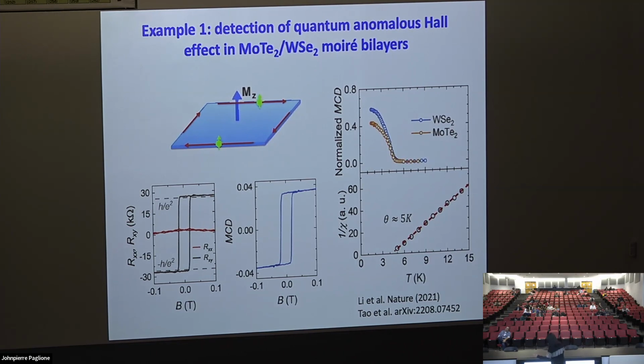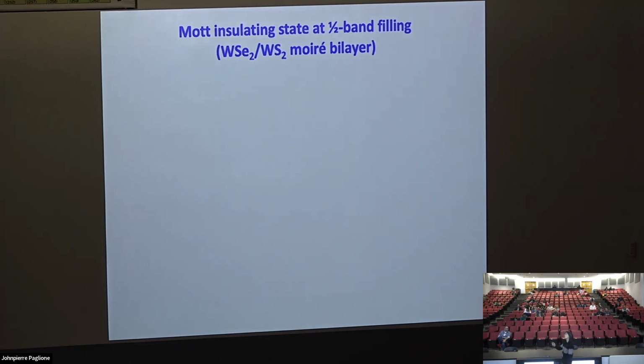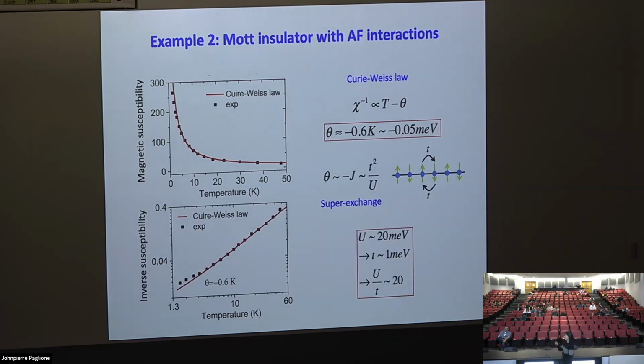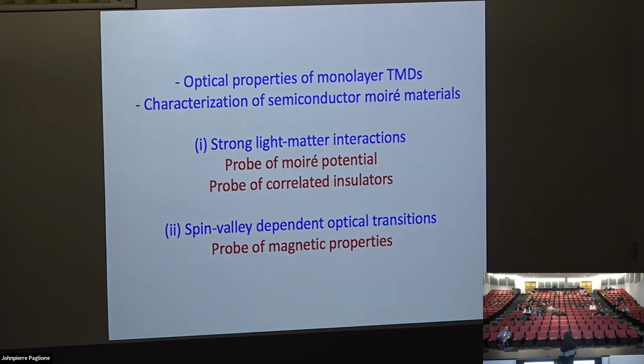I probably can go on, but I probably should stop here. It's better. So I'm going to skip my second example just to give you a take-home message. So I discussed optical properties of monolayer TMDs and how we can transfer that knowledge to characterize semiconductor Moiré materials.